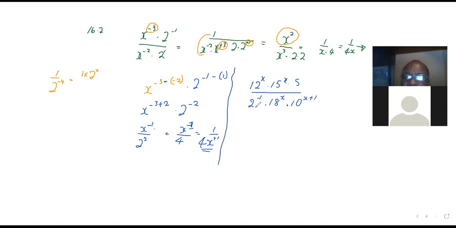10x plus 1. Now this is 3 times 2 times 2, which is 12. And then this is 3 times 5 times 5. And then this is 2 to the power -1. 18 is what? It's 3 times 3, which is 9. 9 times 2 is 18. And then we are left with 2 times 5, which is 10.